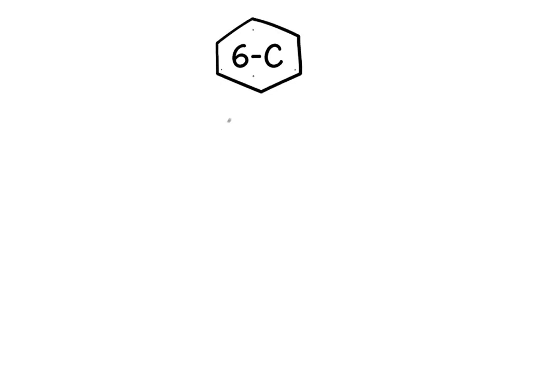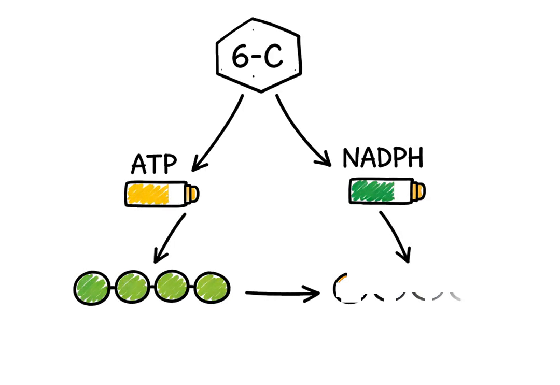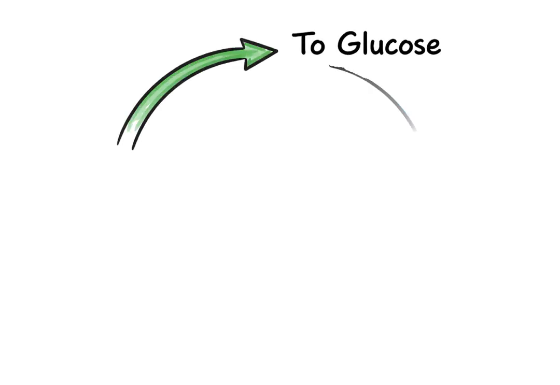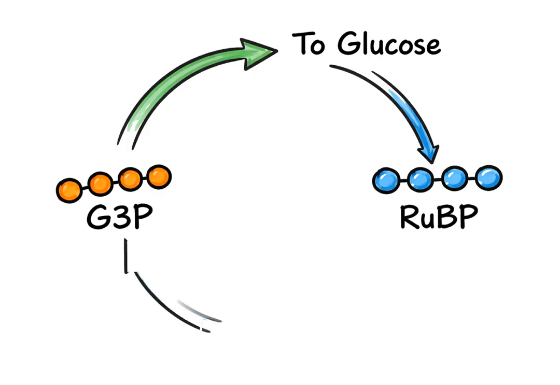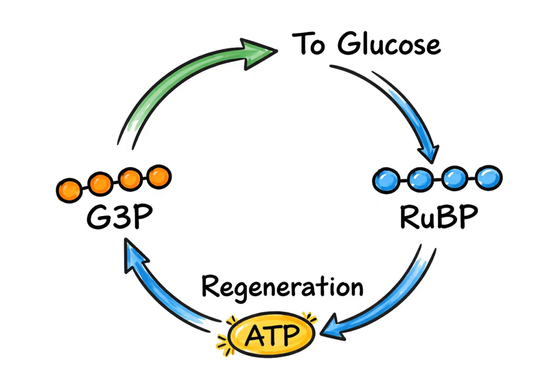The 6-carbon compound quickly splits into two 3-carbon molecules. Then, ATP and NADPH donate energy and electrons to convert these into G3P, a simple sugar. Some G3P molecules leave the cycle to build larger carbohydrate molecules like glucose. The remaining G3P molecules are recycled, using ATP to regenerate RuBP, keeping the cycle going.